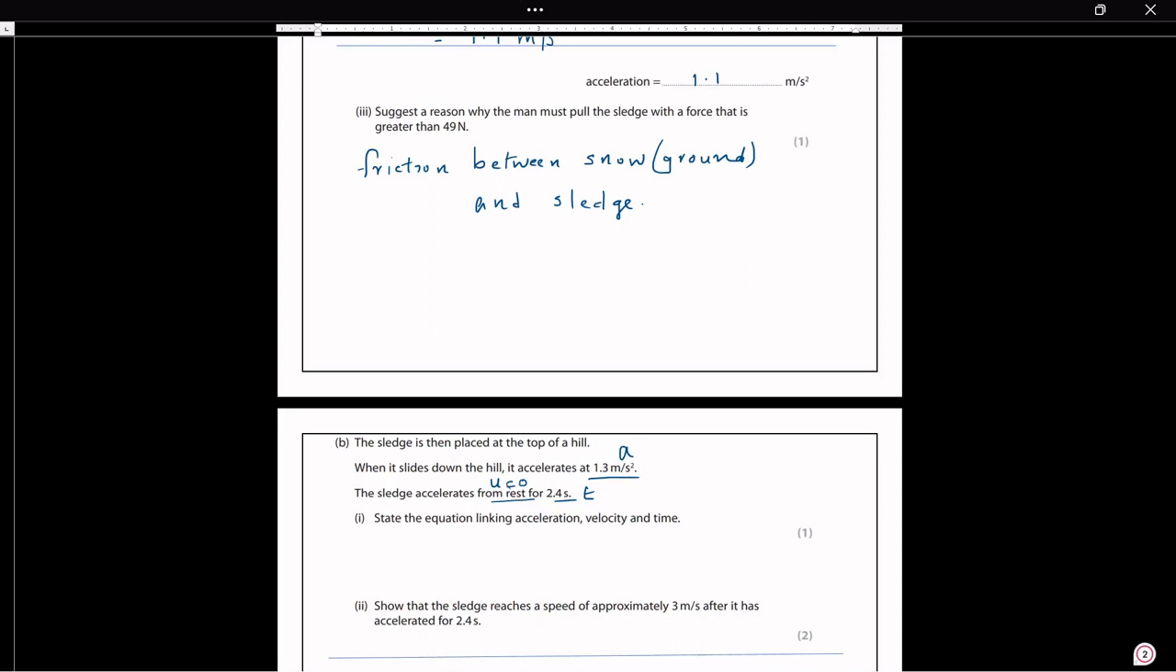State the equation linking acceleration, velocity, and time. So we know that acceleration is the change in velocity, delta v, over time. This is the relation. So delta v is change in velocity. Delta represents the change.